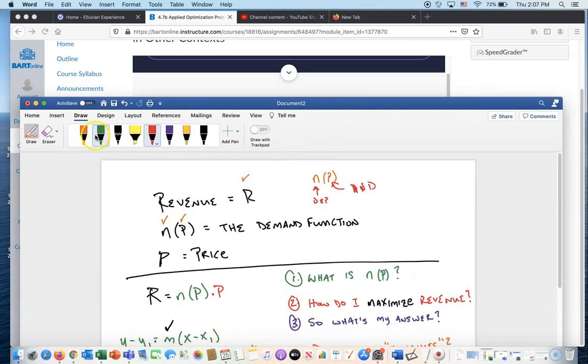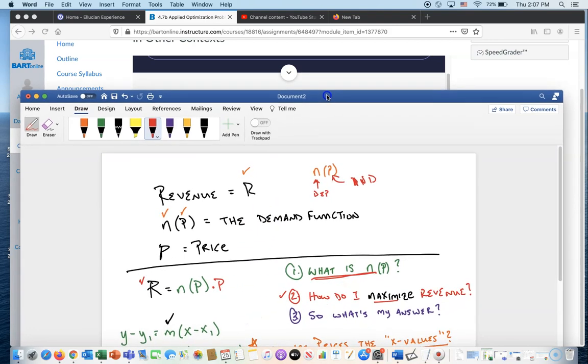So let's go ahead and talk about a couple of things. First, we're creating our revenue function. Our revenue function is this thing. It's the demand function times the price, okay? So the first thing we need to identify is, what is N of P? What's that demand function? By now, you know that in calculus, we really need to take the derivative of something, but I don't have anything to take the derivative of. We're going to establish what that is by finding out what N of P is. The next thing we have to do is figure out how do I maximize revenue? And then lastly, we'll identify what the answer is.